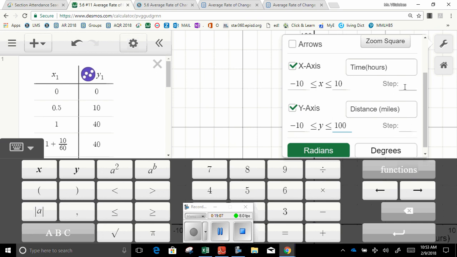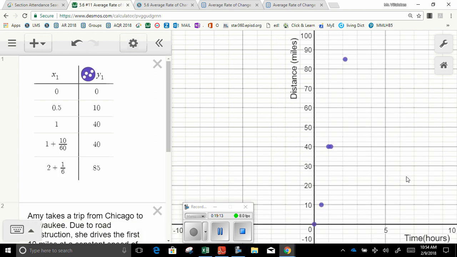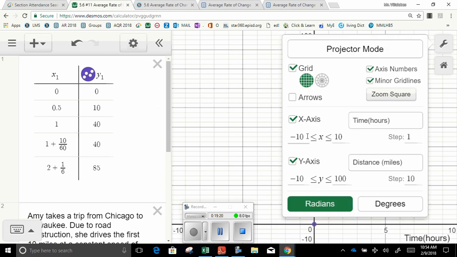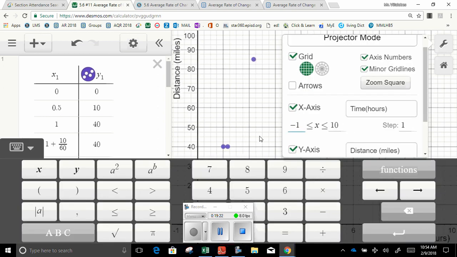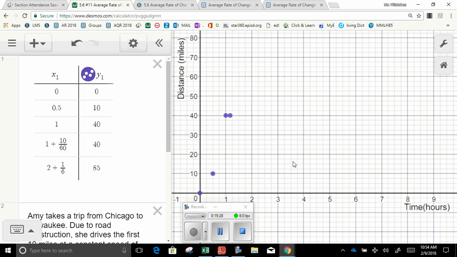The next thing is, how do you want to count? By ones, and this one by tens. So I can look at my graph. Does it look good? Or could it look better? It looks okay. I think -10 was a little bit much. I'm going to go to -2 or -1. Well, look at the graph. It's just style. Look, see right there.